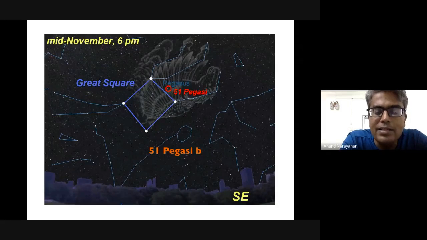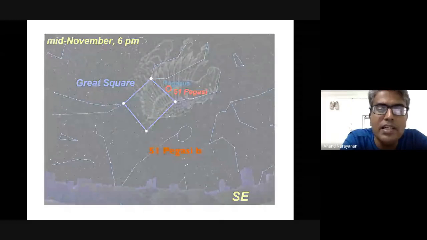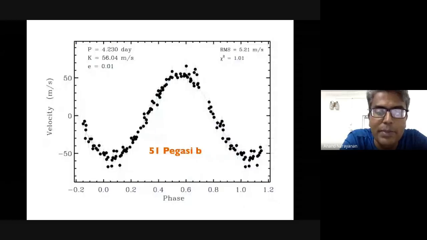And when they analyzed this wobble motion, they found out that it can be best explained by the presence of an unseen planet around it. That planet was called 51 Pegasi b, and that was the first discovery of an extrasolar planet around a star like the sun. Here is the radial velocity curve for that 51 Pegasi b.